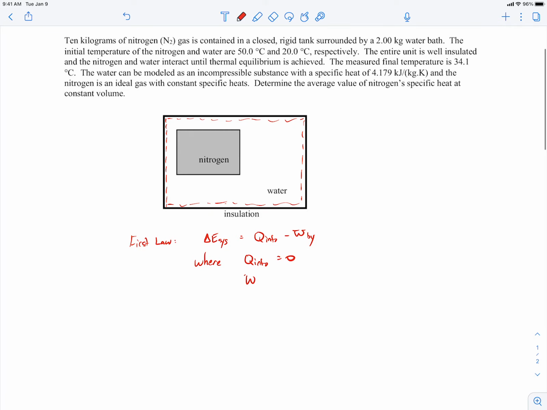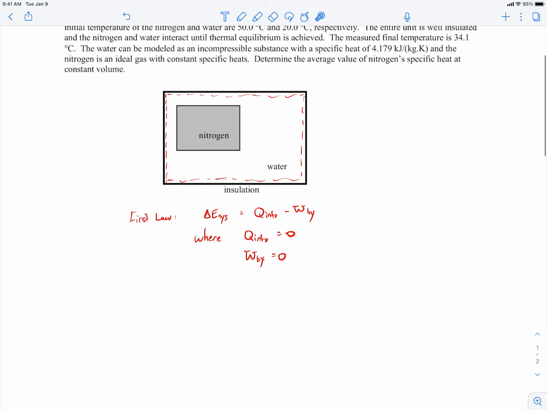Same sort of thing with the work. That's going to be 0 because we're assuming that the box is rigid, so there's no change in volume. We're assuming that there are no other sources of work like paddle wheel or electrical work or anything like that. So all we're dealing with are changes in the total energy. And let's expand that one out.